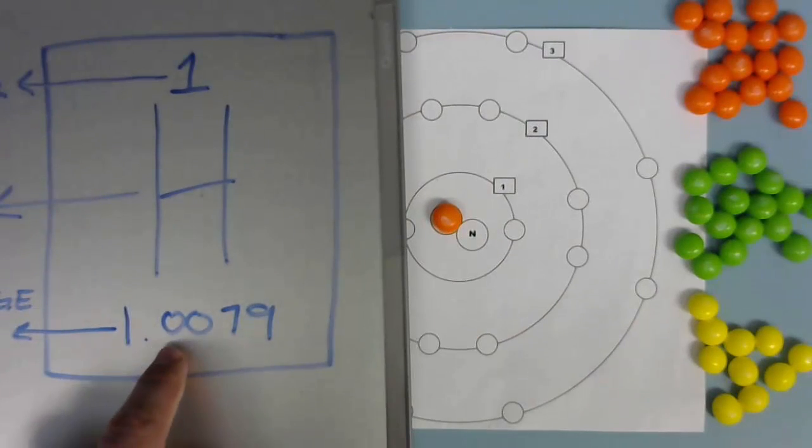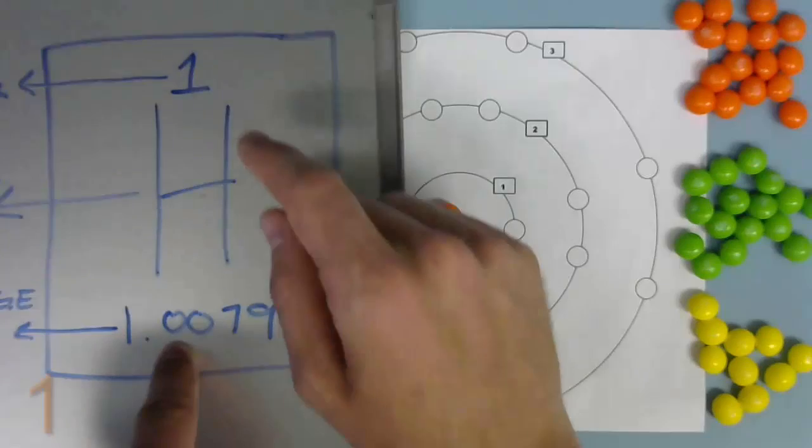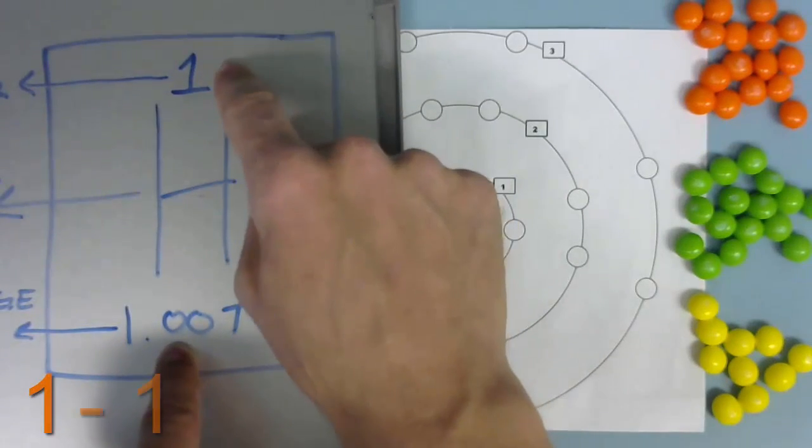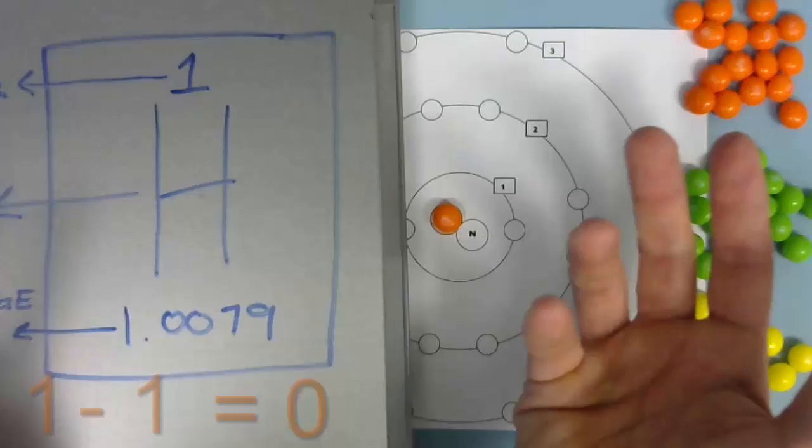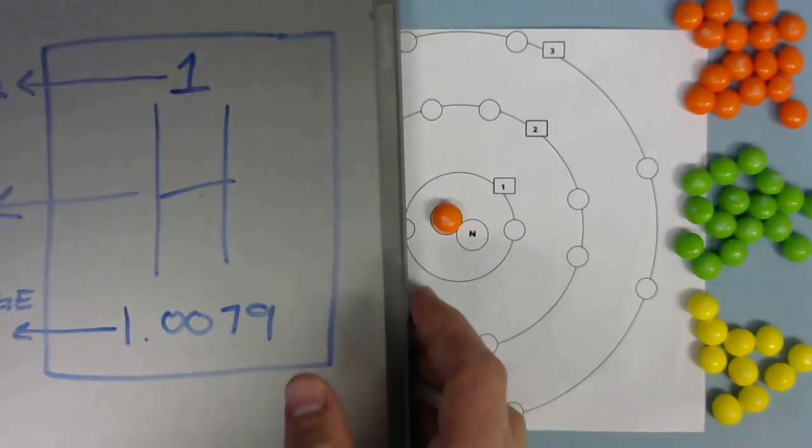Now, we have an atomic mass of 1. You subtract the atomic number, or the number of protons, and that equals 0. So that means we don't have any neutrons.